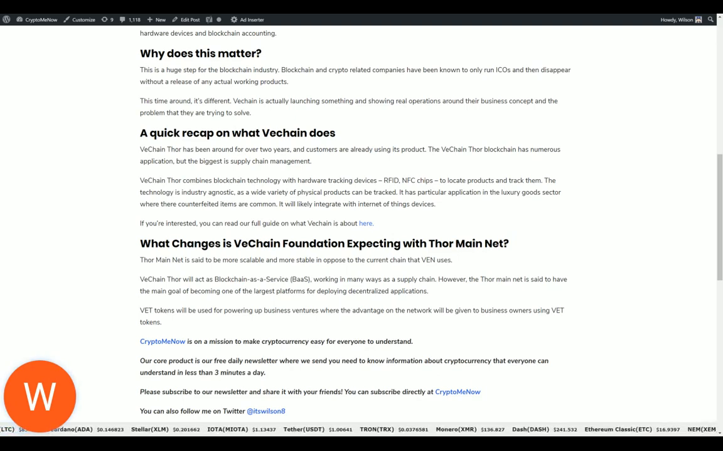So what they actually do is they combine blockchain technology with hardware tracking devices using something called RFID NFC chips. And what this chip allows people to do is locate products, track them, and pretty much verify the authenticity of the product. So given an example, let's say I go and buy Adidas or something even more expensive like Coach bags, right?